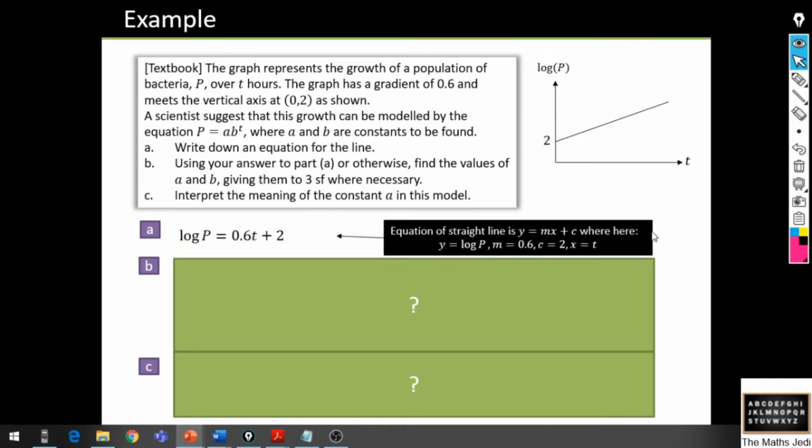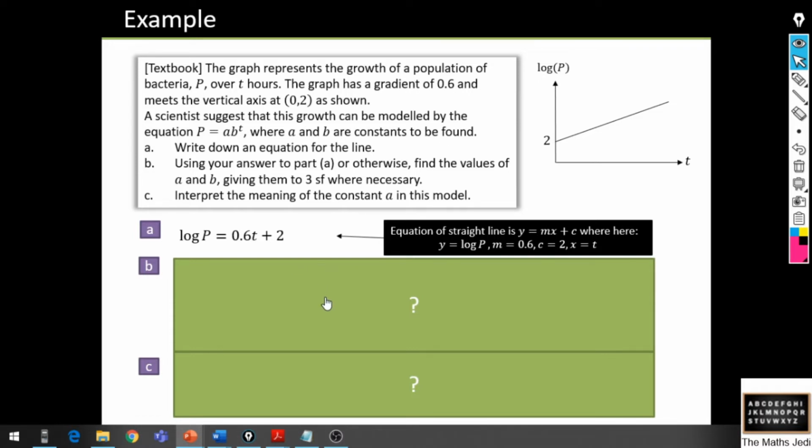Here in this case, because we know that the gradient is 0.6, we've been told that in the question, we're writing log p equals 0.6t plus 2. So that's y equals mx plus c form, but of course the intercept is 2 and the gradient is 0.6.